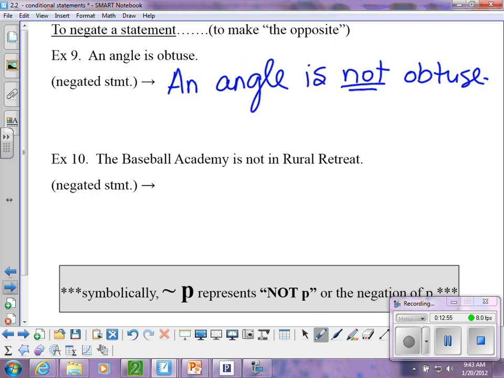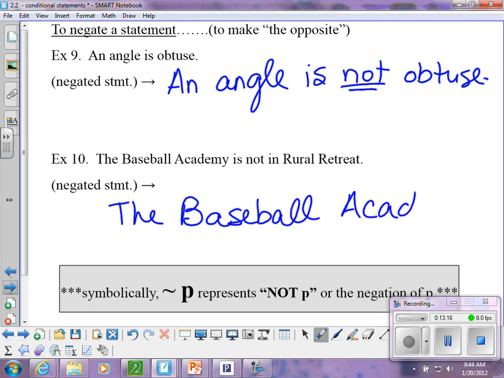Okay. The Baseball Academy is not in rural retreat. How are you going to negate that one? Yeah, the Baseball Academy is in rural retreat. We don't put not in here, right? Do you put not in English? So the Baseball Academy is in rural retreat.